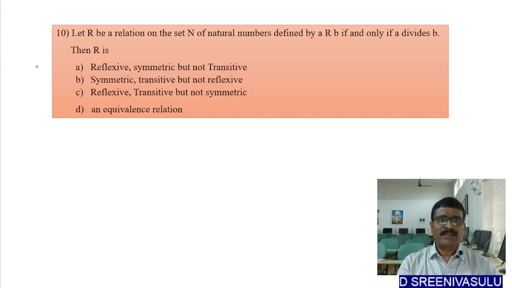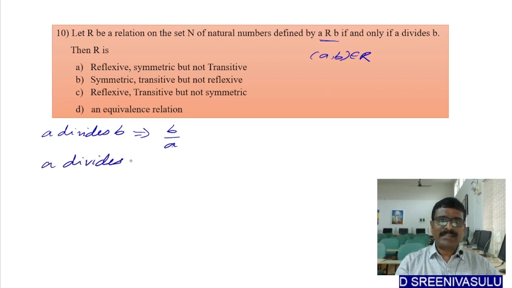Question number 10. Let R be a relation on set N of natural numbers defined as a R b if and only if a divides b. Then which of the following is correct? Here given a divides b. A divides b means b is divisible by a. a R b means (a, b) belongs to R. a divides a for all a belongs to natural numbers. Therefore, R is reflexive.